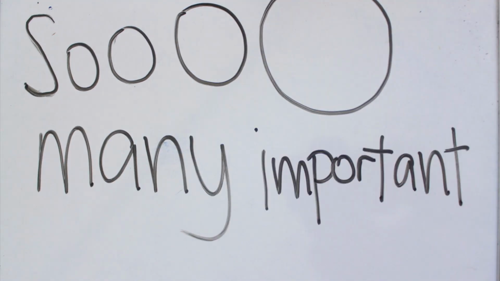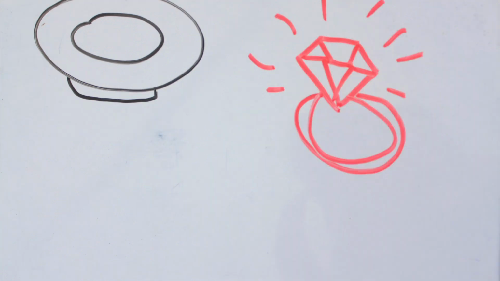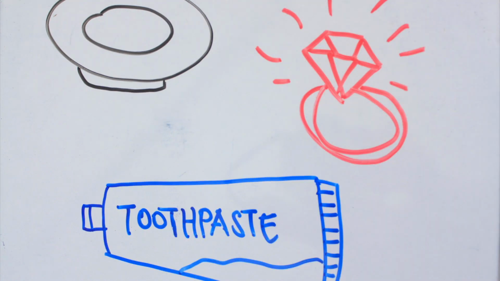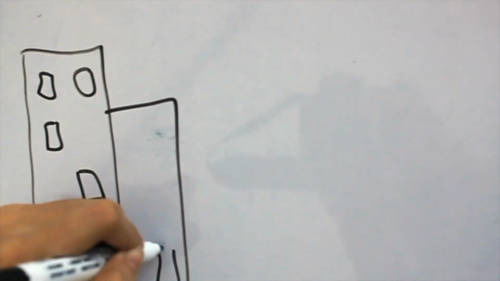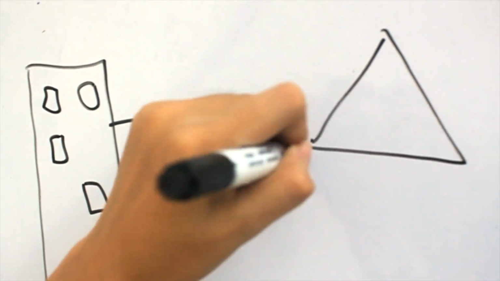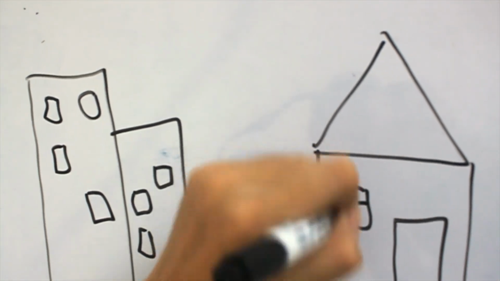Then again, there are so many important roles that rocks play. Rocks are important in the making of many objects, such as plates, jewelry, and toothpaste. Most houses are also built of materials obtained from rocks. There are rocks that help in the production of stationery and the building of houses.